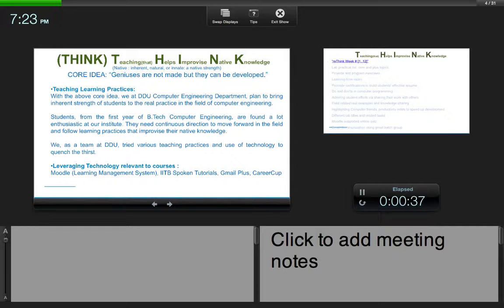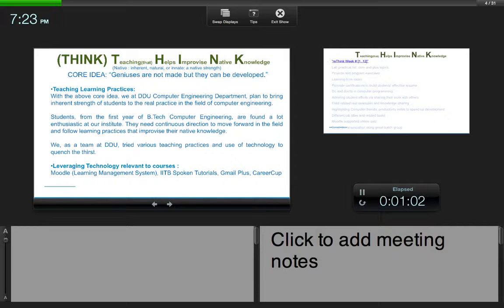Core idea: geniuses are not made, but they can be developed. At DDU, we try different teaching learning practices with the help of leveraging different technological tools. Native means inherent, the nature or the innate.